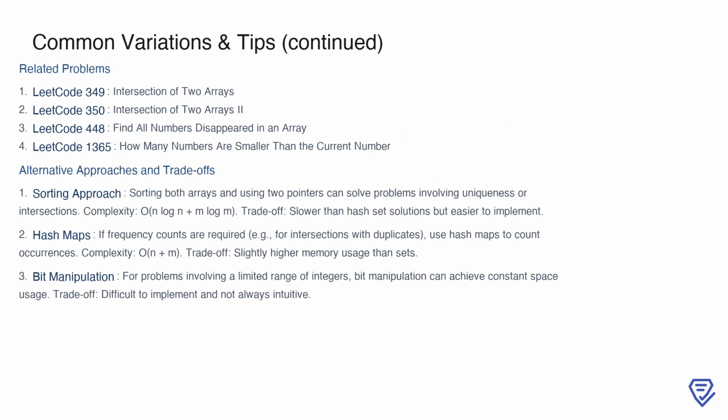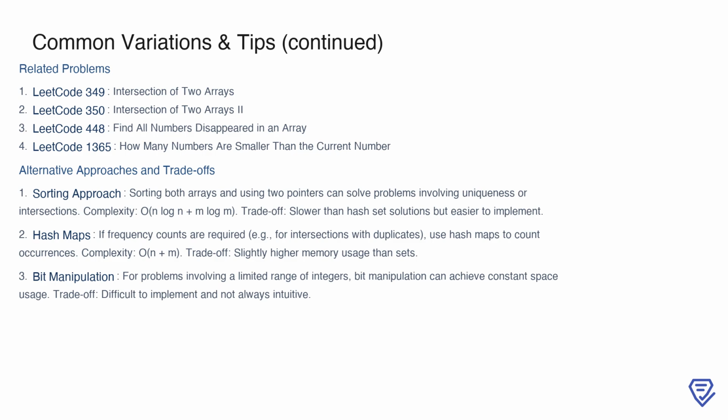To deepen your understanding, it's helpful to explore related problems. For instance, LeetCode 349 focuses on finding the intersection of two arrays, while LeetCode 350 is a variation that handles intersections with duplicates. LeetCode 448 asks you to find all numbers missing from an array, and LeetCode 1365 challenges you to determine how many numbers are smaller than the current number. These problems build on similar concepts and broaden your problem-solving toolkit.